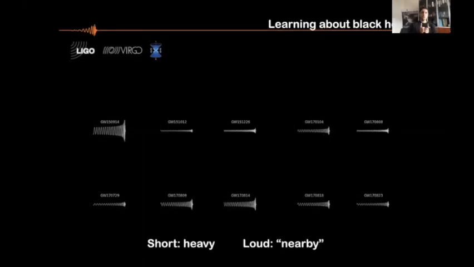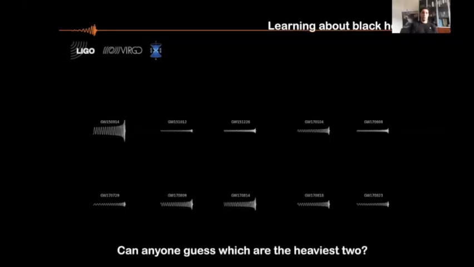And only looking at these signals, it might seem that we cannot learn much about them, but we can. And we're gonna do here the course Black Holes 101, okay? So first thing, a short signal means that the two black holes that collided were heavy. And if the signal is very big, so very loud, it means that they were nearby, okay? So the first question I'm gonna ask people is, can anyone guess which are the two heaviest black holes here? Remember, heavy means short. So if people can answer in the chat with one of these numbers that you see on top of the waves. Can you guess which is the heaviest one or the two heaviest ones?